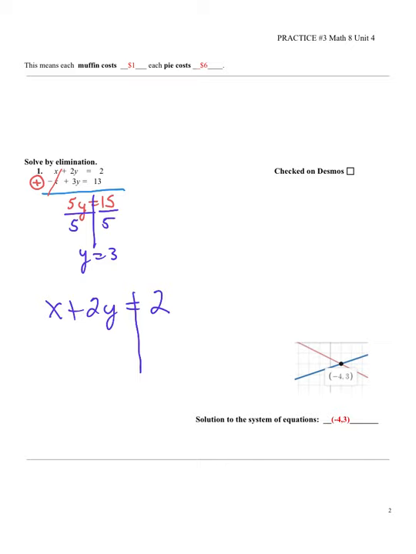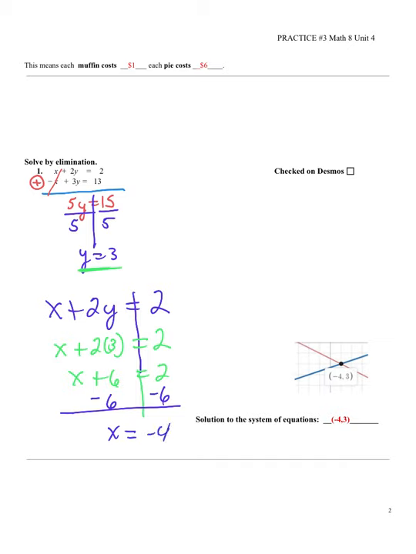All right, so now I'm going to plug in y is equal to 3. So I have x plus 2 parentheses 3 equals 2. I simplify the left. X plus 6 equals 2. And now I need to get x by itself. So I'm going to subtract 6 from each side, because what I do to one side, I have to do to the other. And x equals -4.